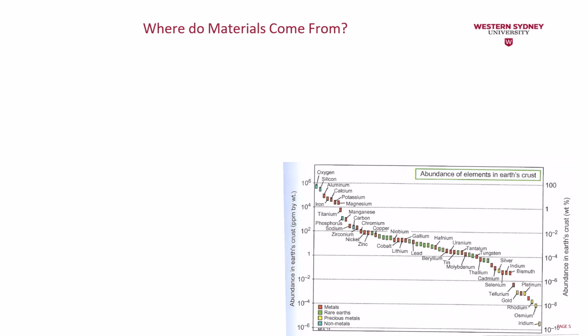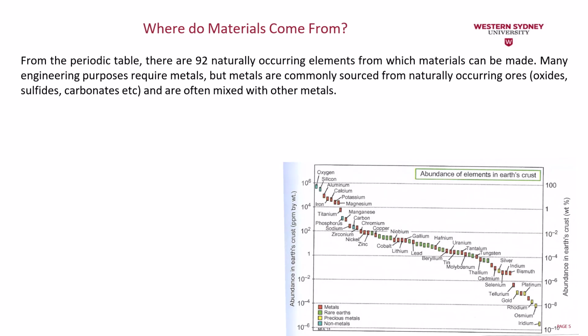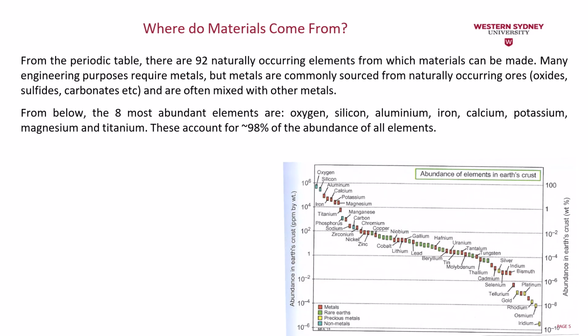Where do materials come from? From the periodic table, there are 92 naturally occurring elements from which materials can be made. Many engineering purposes require metals, but the metals are commonly sourced from naturally occurring ores, oxide, sulfate, or carbonate, etcetera, and are often mixed with other metals. From below, the eight most abundant elements are oxygen, silicon, aluminum, iron, calcium, potassium, magnesium, and titanium, and these account for about 98% of the abundance of all elements.